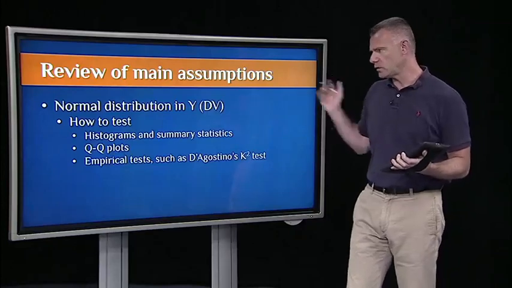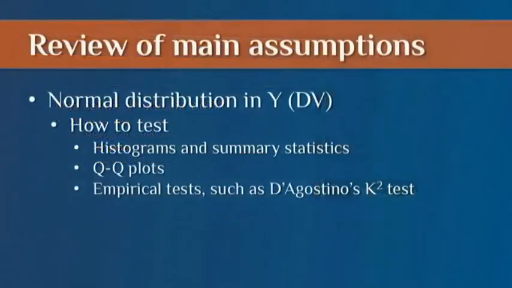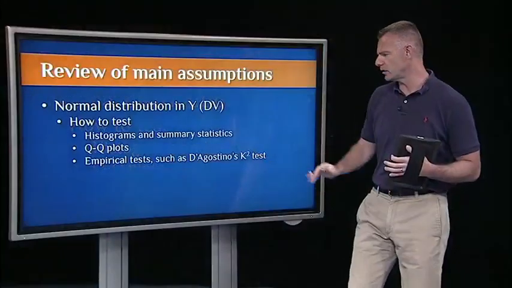So we assume that there's a normal distribution in the outcome variable Y. How do we test that? There are three main ways. The first way is just by eyeballing histograms and looking at the summary statistics. The second way is by looking at what's called a QQ plot, which I'll show you an example of in a minute. And the third way is to conduct an empirical test. These are rather rare, and I'm not going to cover them in this lecture, but I just want to mention them.